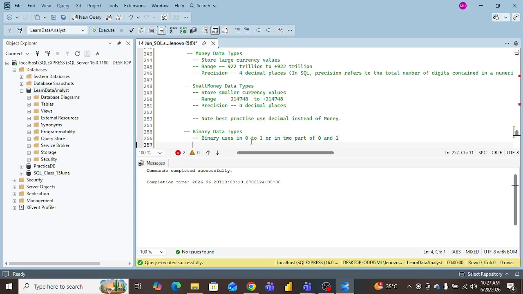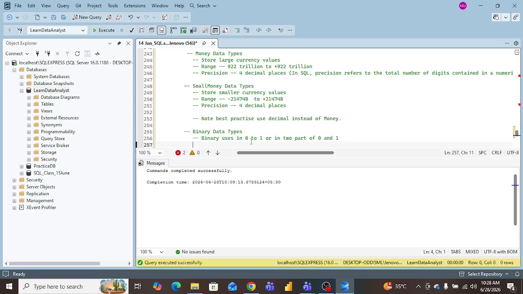Now we know what a binary is. Now we have to understand that, definitely, binary data is stored. Am I right? So if we have any binary data type, it is stored in SQL Server, right? So we have to understand what kind of data binary stores.